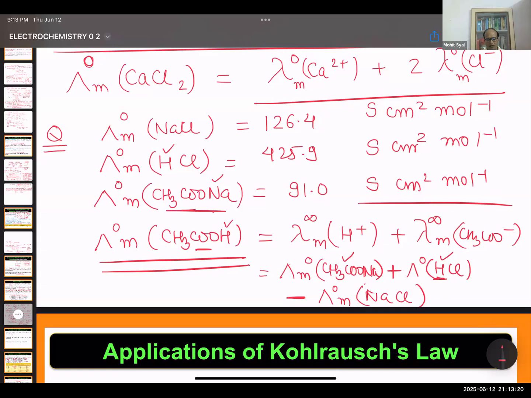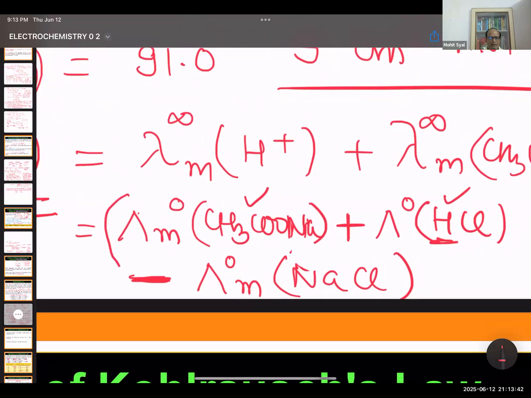So what do we subtract? We will subtract. We need acetate and H plus. So for acetate, we took this one. For H plus, we took this one. But along with these two, Cl minus and Na plus ions also came in. So in order to remove the Na plus and Cl minus, I need to subtract the molar conductivity of NaCl from these two. Got the point? This will be acetate ion plus Na plus, I will write it in short form, I'm not writing the lambda. This will be H plus and Cl minus.